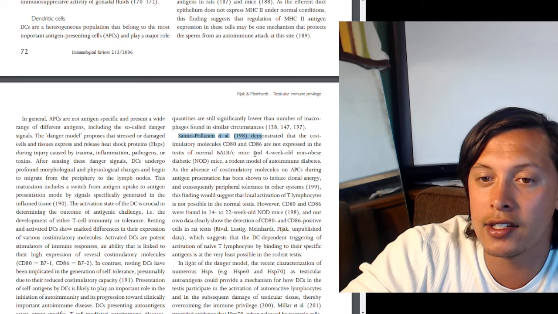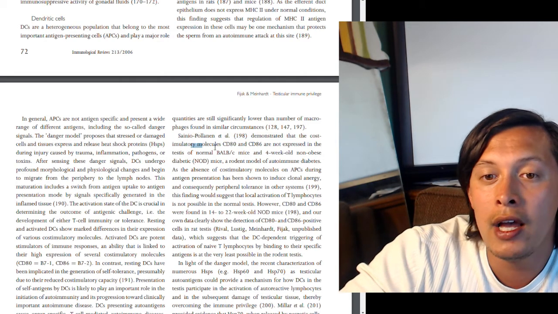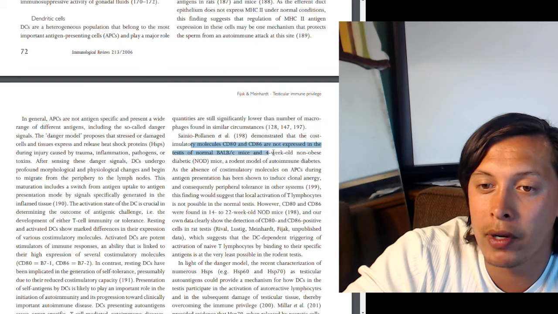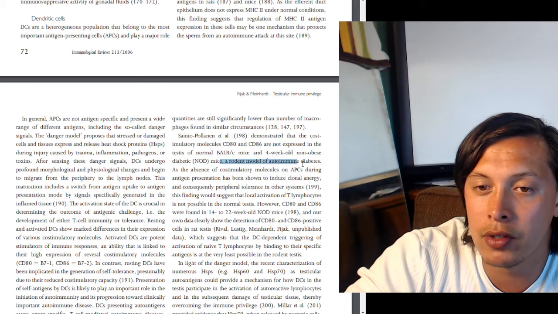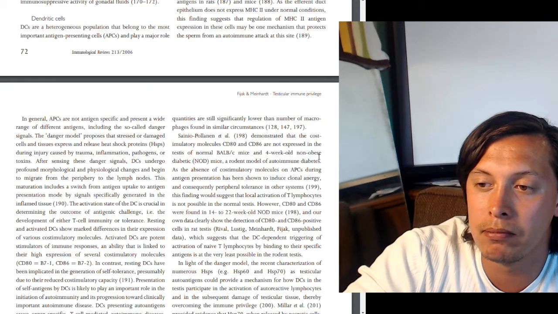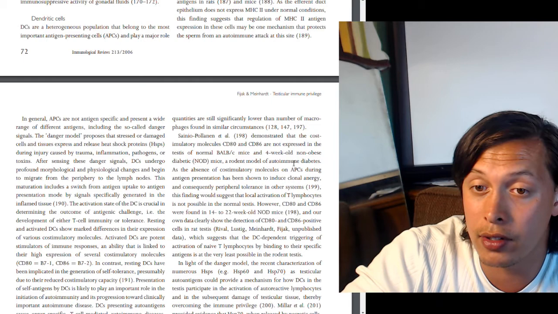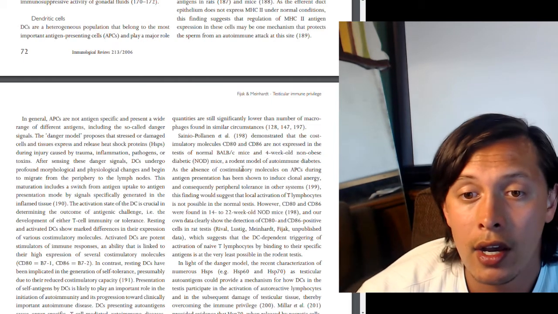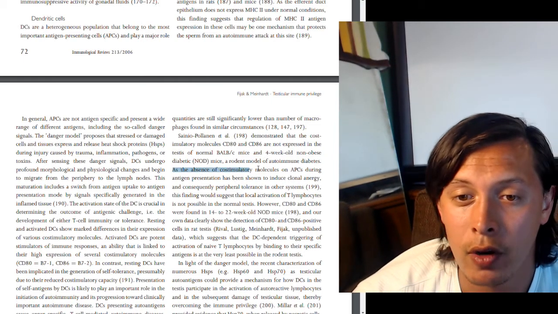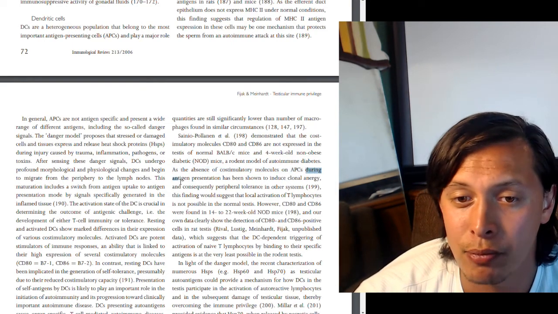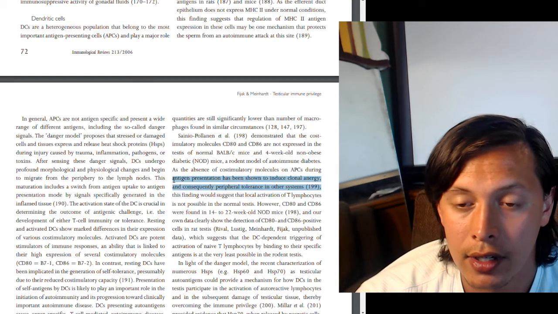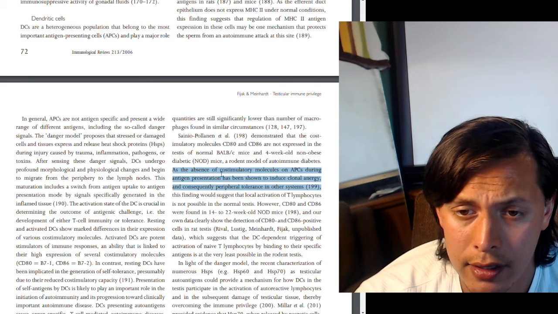co-stimulatory molecules CD80 and CD86 are not expressed in the testis of normal BALB/c mice and 4-week-old non-obese diabetic mice, a rodent model of autoimmune diseases. So these are model mice that are used for specific experiments. As the absence of co-stimulatory molecules on antigen-presenting cells during antigen presentation has been shown to induce clonal anergy and consequently peripheral tolerance in other systems. Let me read that again.